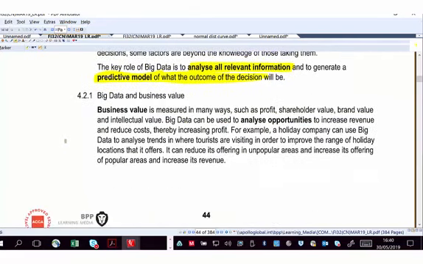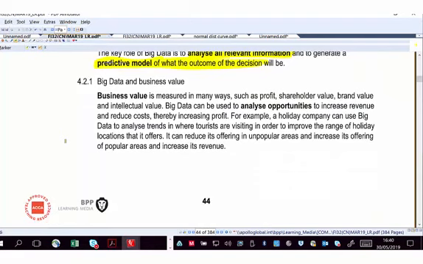If we think about big data and how it adds value to the business, it will add value to the business by increasing profit, enhancing shareholder value via growth in the share price, or enhancing brand value if we launch a new successful product, or the intellectual value of the people who work for our company. So it can be used to analyse lots of different opportunities that can create value for the business.